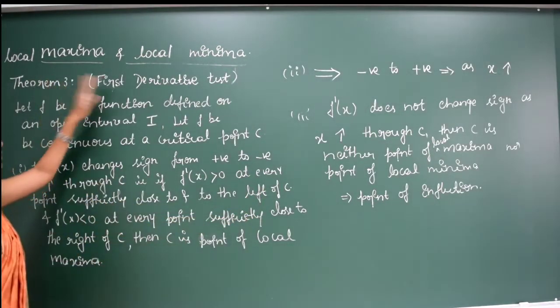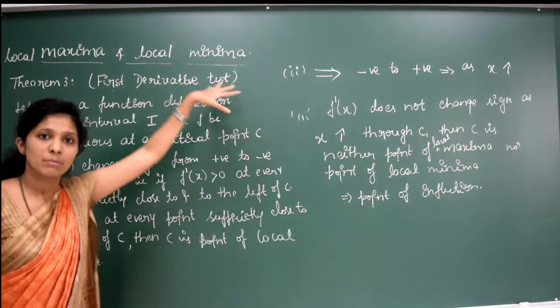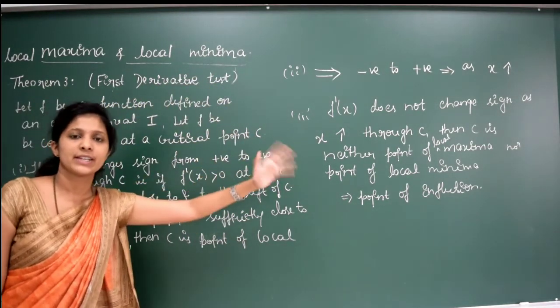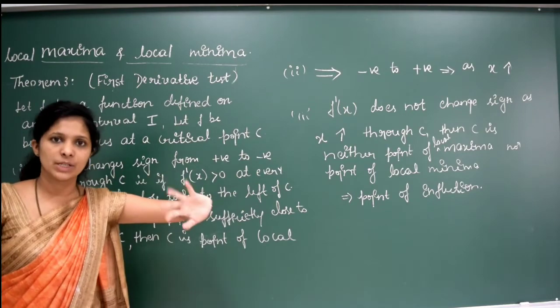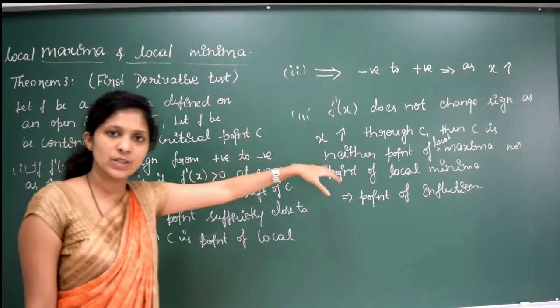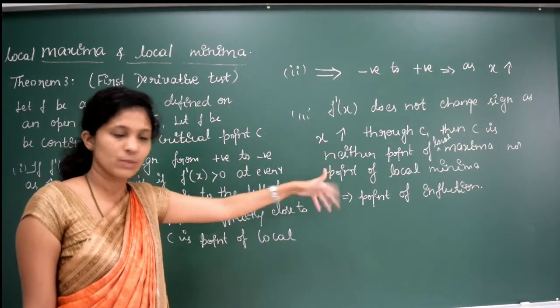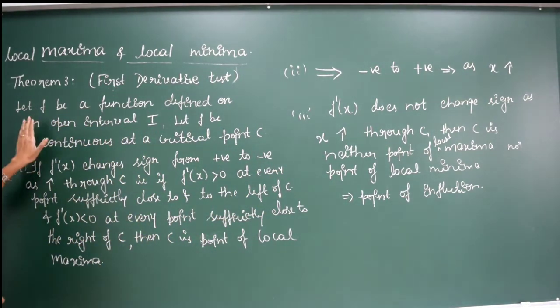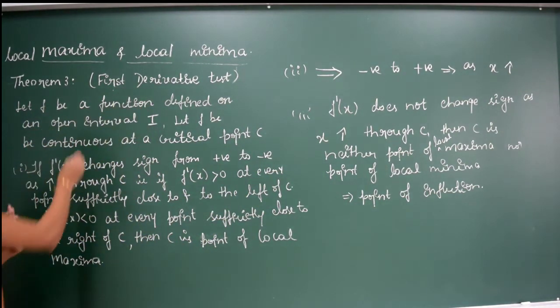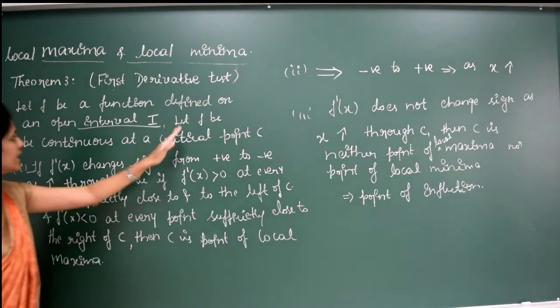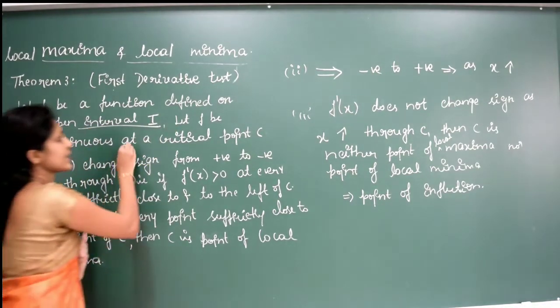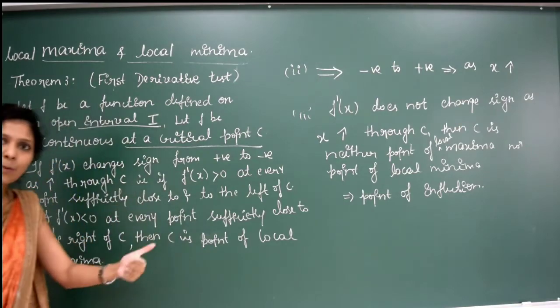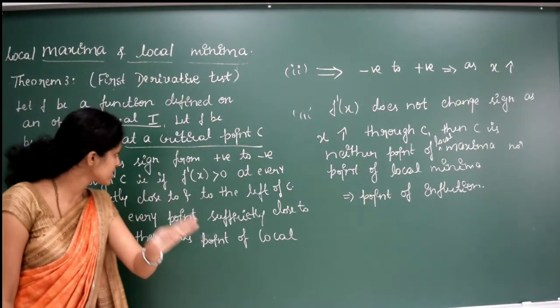Theorem 3, first derivative test. By using this theorem, we can find the local maxima and local minimum. Don't worry, I already explained this one by using the previous problem. We'll just go through it. Suppose, see this, it is given that let f be a function defined on the open interval I. Let f be continuous at a critical point C, the critical point C or the extreme point C.